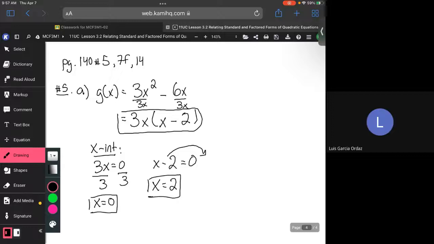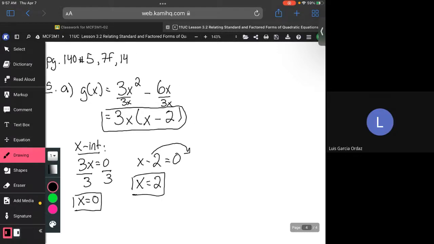Okay. The next thing we have to find is what? The axis of symmetry. So it's not asking me for my y-intercepts. We're going to find my axis of symmetry. We did a couple of these yesterday. How do we find my axis of symmetry?